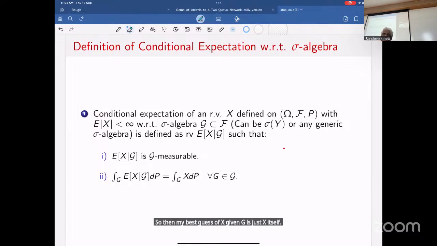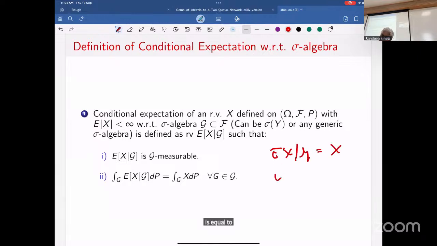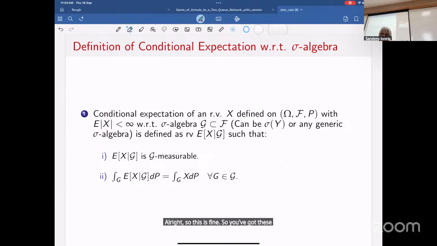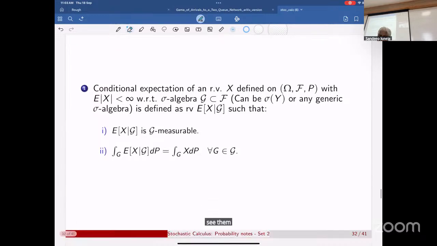It is a random variable. No, it will be exactly X. So E of X given G is equal to X when X is G measurable. Right? So it's a random variable. All right, so this is fine. You've got these two points. Just remember them. See them again and again.